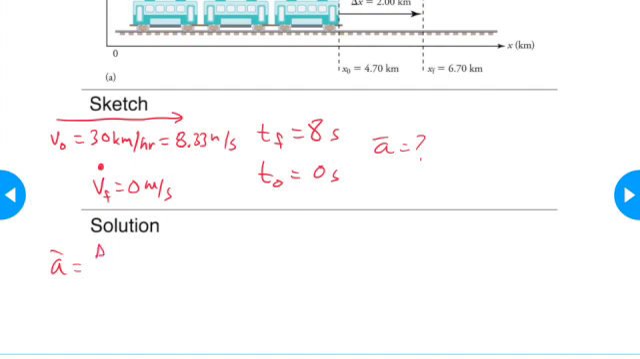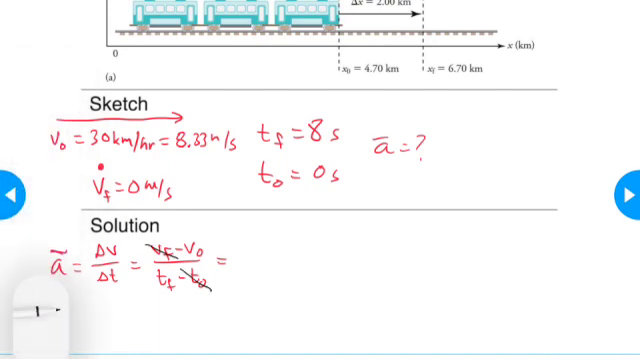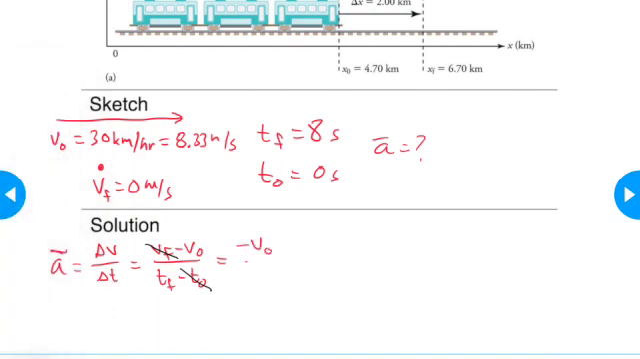So average acceleration is equal to change in velocity over change in time, equal to final velocity minus initial velocity over final time minus initial time. And again, some things we can eliminate. This time it's the initial time and the final velocity. Those are both 0. We have negative initial velocity over the final time, which is negative 8.33 divided by our time of 8 seconds.